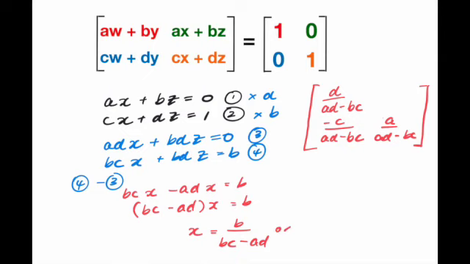Now we can express that as negative B over AD minus BC to maintain our denominators with what's in our inverse matrix. And we can do that by multiplying both top and bottom of our solution for X by negative 1.